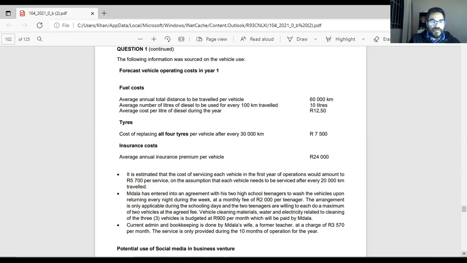Tires, cost of replacing all 4 tires per vehicle after every 30,000 kilometers, it is 7,500. Insurance cost, average annual insurance premium per vehicle is 24,000 Rand. So given the way information is presented, we'll see what they want, but it's probably best to work on an annual basis and then convert from an annual basis to whatever they would be looking for.